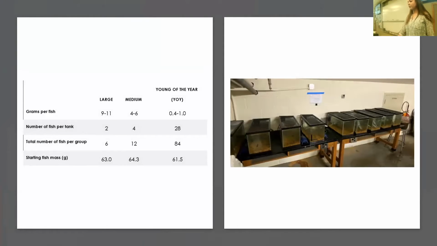So after I got the fish, I had to acclimate them. There was a week-long acclimation period where they just were in the tanks, not separated by groups or anything. From there, I had to come up with a range for how I was going to organize the fish into making them all have an equal mass between the three size groups. So I split them up into three groups: young of the year, medium, and large. Young of the year, just first year fish.